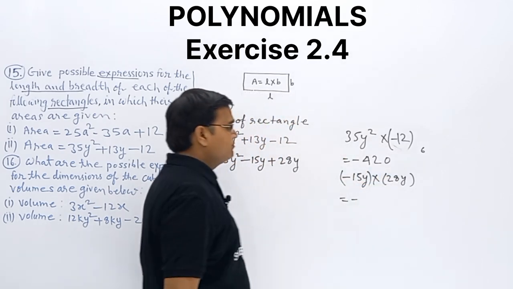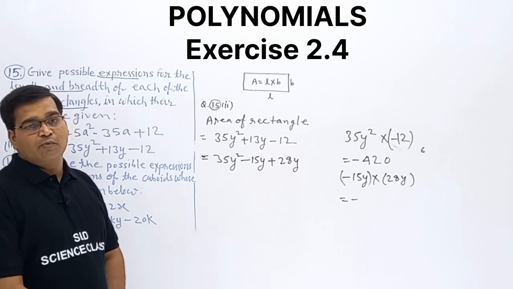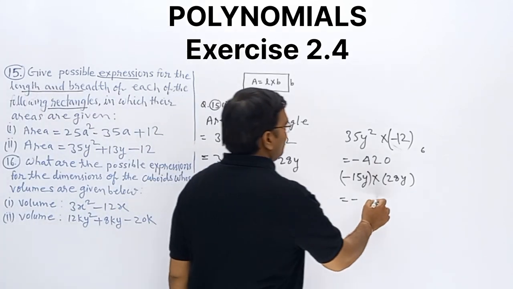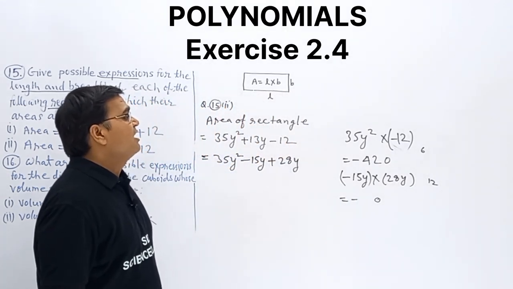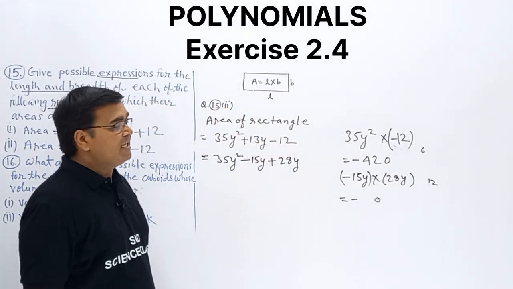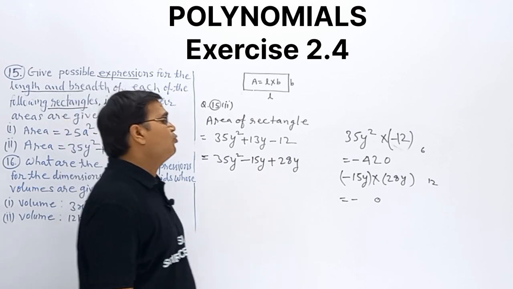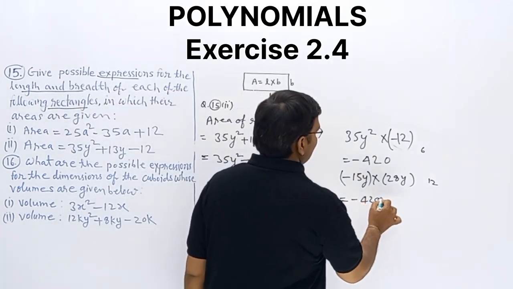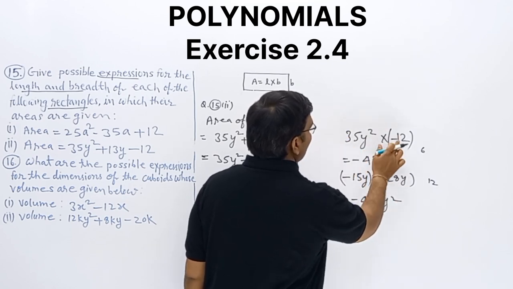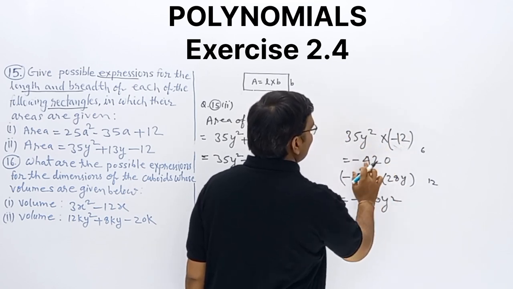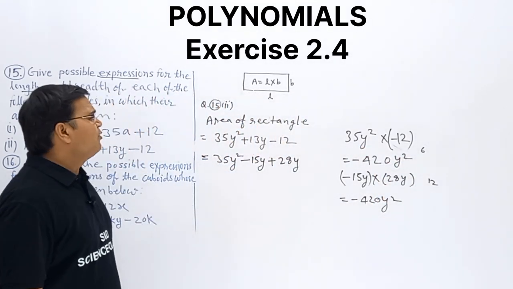Now 15 eights are 120, 12 is remaining, 15 twos are 30, 30 plus 12 is 42, so 15 into 28 is 420. Clear? And y into y is y square. So plus into minus gives minus 35 into 12, which is 420, with y square. Clear? So observe what we are doing.